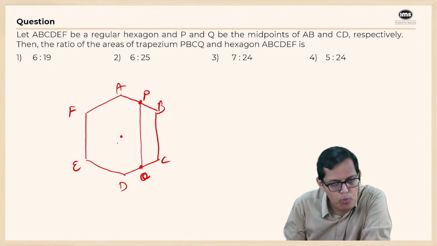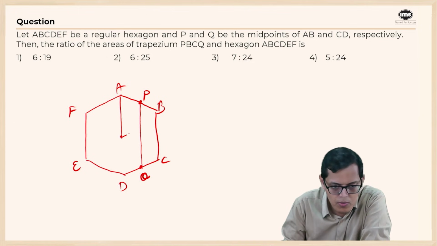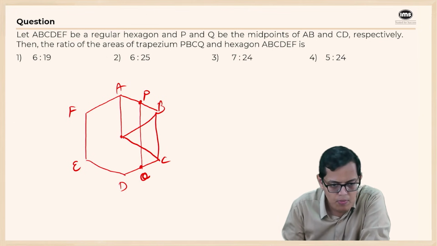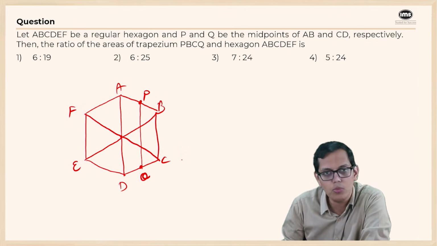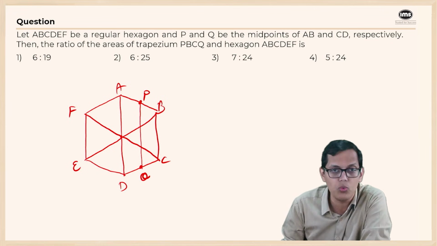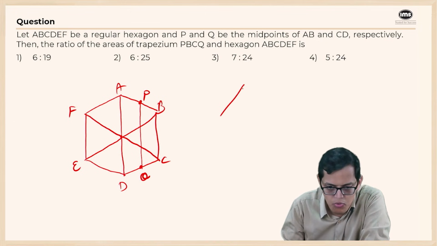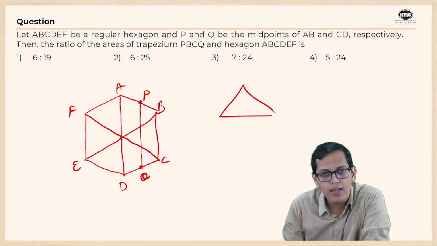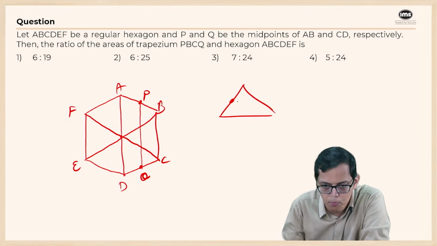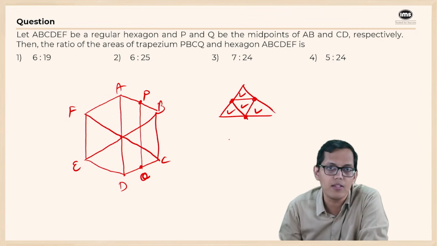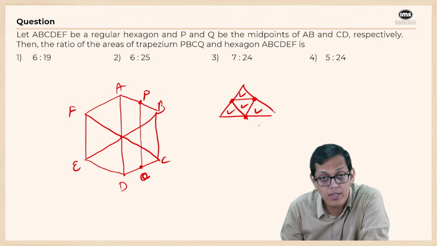First, I hope you know that any regular hexagon can be divided into 6 equilateral triangles with the same length of the side. So you can see 6 equilateral triangles. Each of them has a side length equal to the side of the regular hexagon. Second thing that, if you know, will help us a lot. In any triangle, if you connect the midpoints of all the 3 sides, you end up dividing the original triangle into 4 congruent triangles. Congruent triangles means their areas are equal.